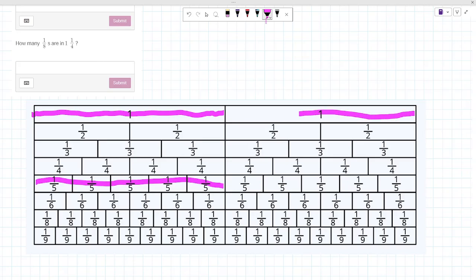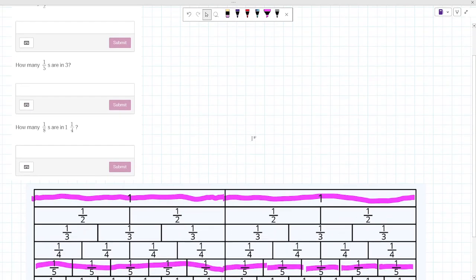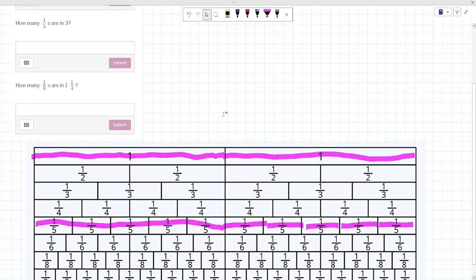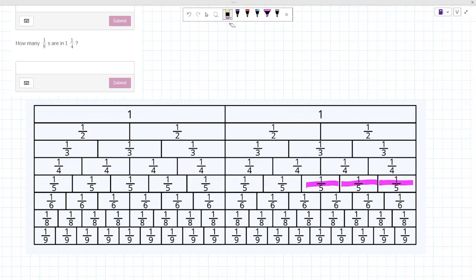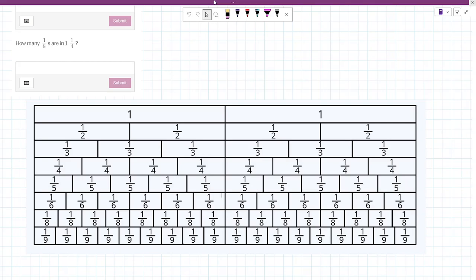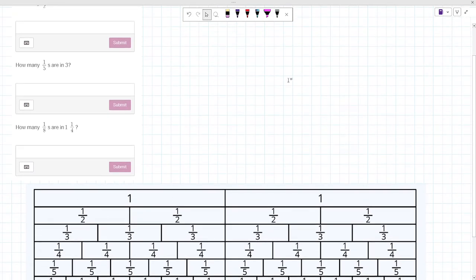So in 2 wholes, I would have 1, 2, 3, 4, 5 more. So far I have 10, because I have 2 wholes and each whole has 5 of these 1/5s in it. But the question is, how many 1/5s are in 3? So how many would I have in 3? I would have 5, 10, 15. So the answer to the question, how many 1/5s are in 3, is going to be 15.